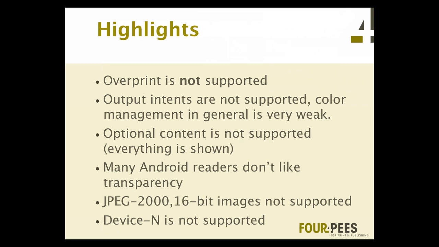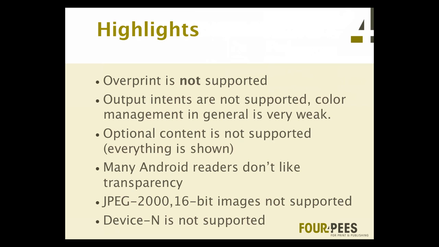Output intents are typically not supported, and color management in general. I mean, if you're looking at the iPad or any of the other devices to get accurate color, forget it. It's not going to work. Optional content is supported by almost no one, which means that everything is shown in the document. Whether you have stuff that is on layers that are hidden or not, they don't care. They show everything. Many of the Android readers don't like transparency. I sympathize with that, but it's still unfortunate.